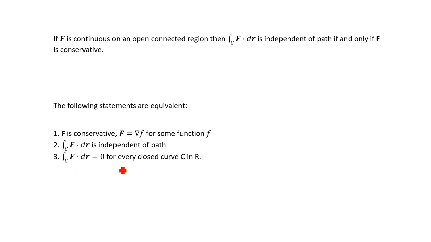And then finally, if we have a closed curve, something that starts and ends at the same place, this integral is going to equal 0, because when you apply that fundamental theorem to a closed curve, your starting and ending points are the same. You subtract them, you get 0. So if you have a conservative vector field, your line integral is independent of path, and that line integral will equal 0 for every closed curve in that region.